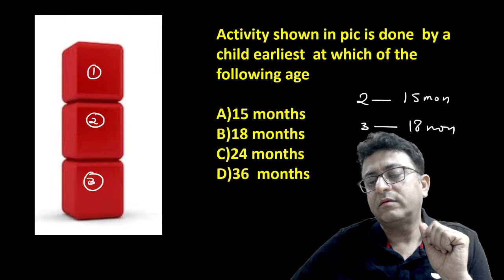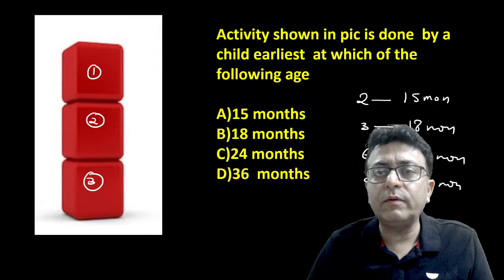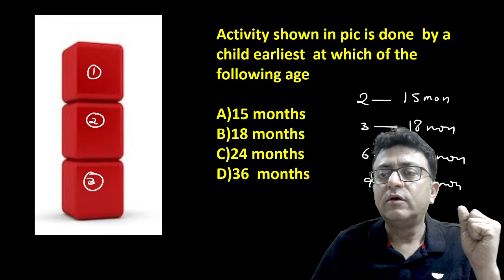A 6 cube tower, a child can make at 24 months. A 9 cube tower, a child can make at 36 months. Remember this. This may be a question in the FMG exam. One or two questions are always from milestones. So it's a tower of 3 cubes.